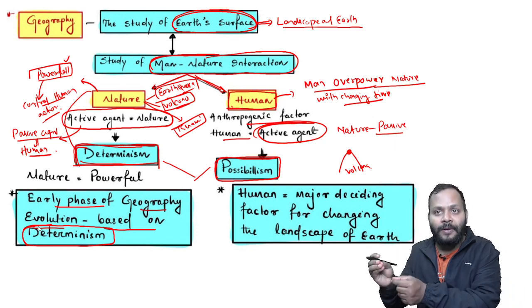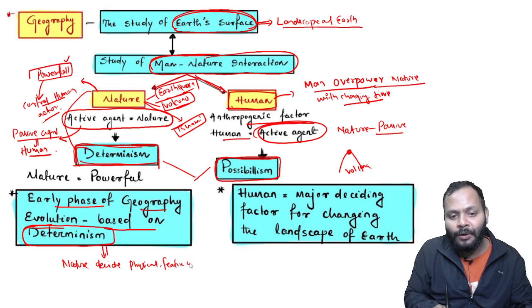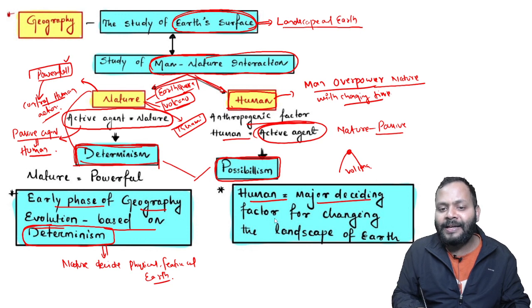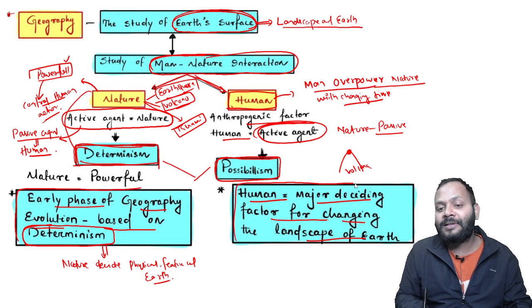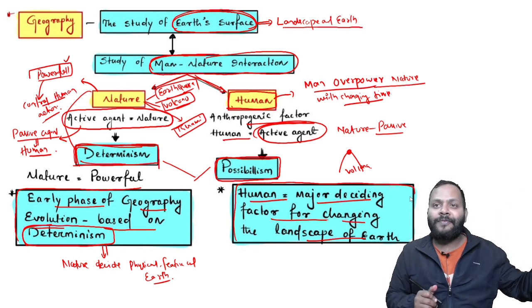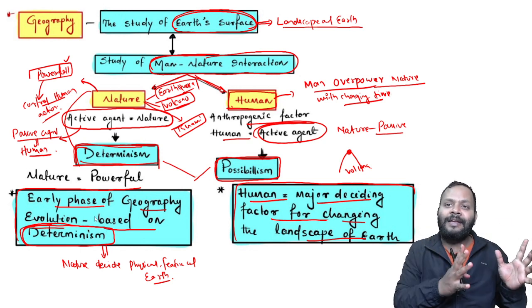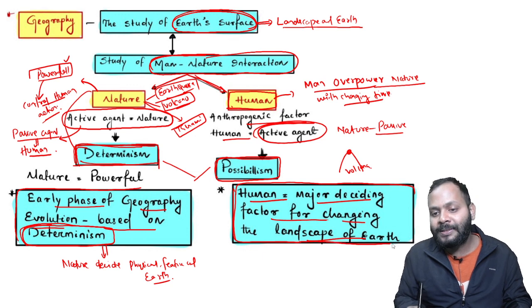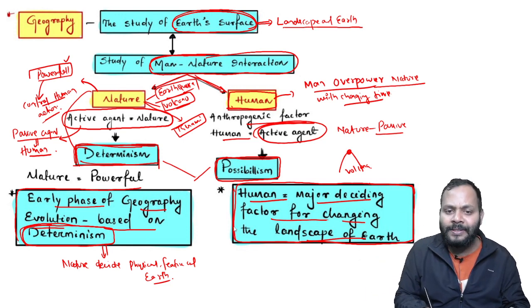Nature is deciding the physical features. Nature decides the physical features of earth. This is the idea in the old days, right? Gradually, humans became the major deciding factor for changing the landscape of earth. In determinism, nature decides everything. Here, human is the major deciding factor. In the early phase of geography as a subject, determinism was mostly favored. Why? Because at that time everything was decided by nature. This assumption was taken by the thinkers. But later on, possibilism came. If I say possibilism, that means human interference is given more priority for changing the landscape. This is called possibilism. Done.